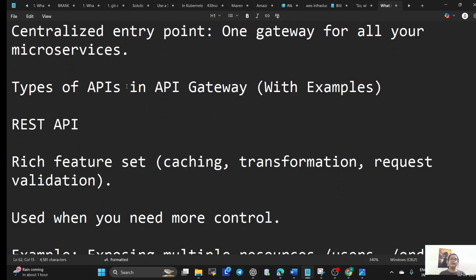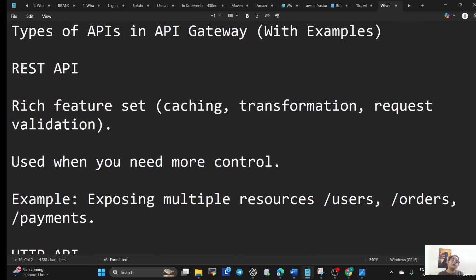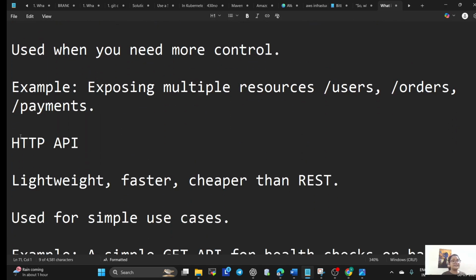Now, the question that comes to our mind is, what are the types of API Gateway? Because when we discussed S3 buckets, we discussed the different kinds of S3 buckets and features. Now the question is the types of APIs in API Gateway. First, REST API. It has a rich feature set like caching, transformation, request validation. We use it when we need more control, like exposing multiple resources, users, orders, and payment. Now HTTP API.